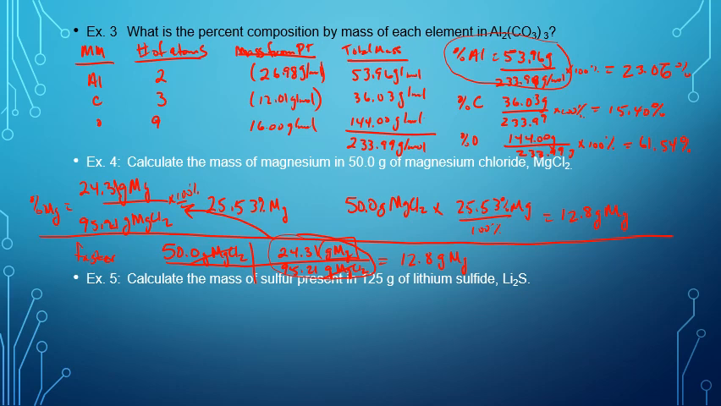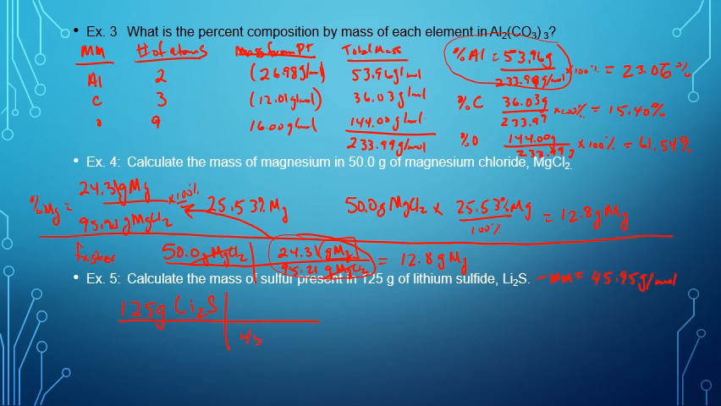So if we look at our second problem, calculate the mass of sulfur present in 125 grams of lithium sulfide. Same type of concept. I need to start off figuring out the molar mass. So I have 6.94 times 2 plus 32.07, and we have a molar mass equal to 45.95 grams per mole.